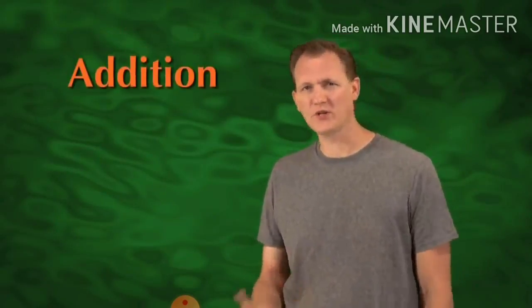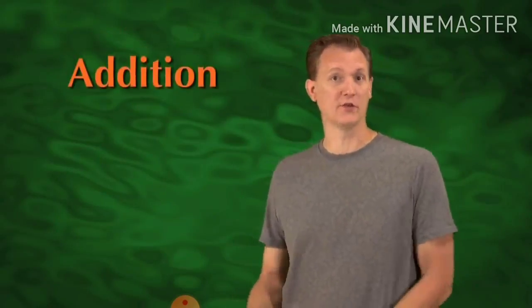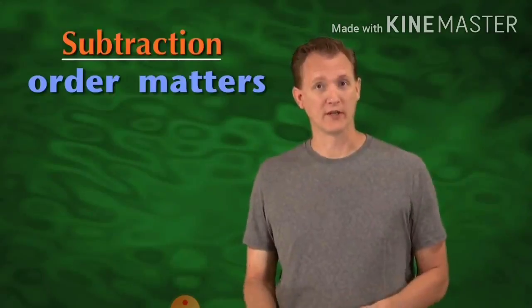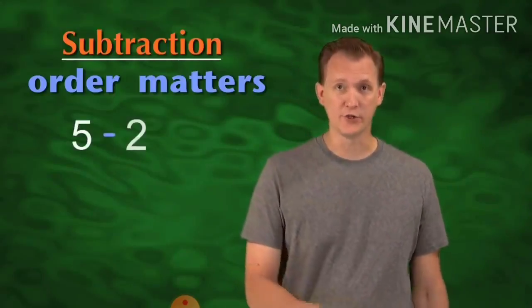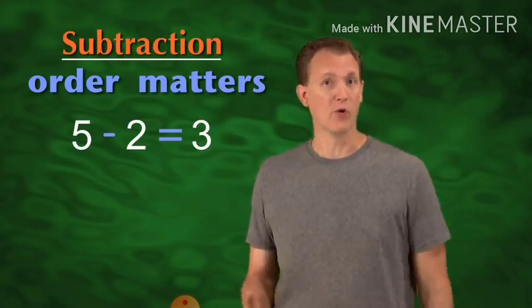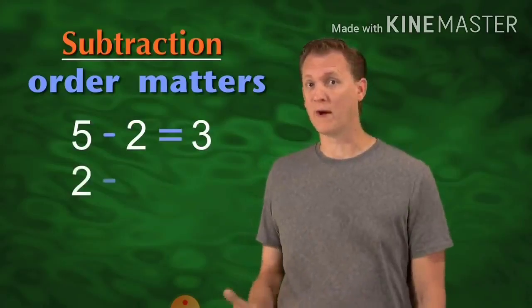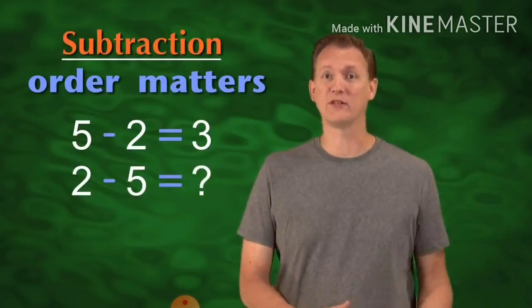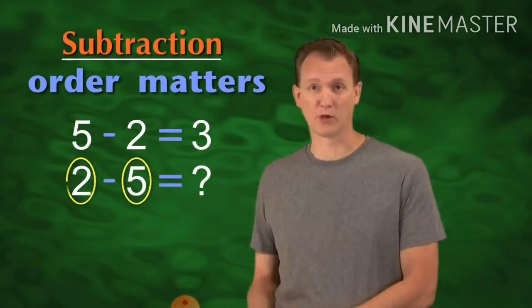With addition, you can switch the order of the numbers you're adding, and you'll still get the same answer. 5 plus 2 equals 7, and 2 plus 5 equals 7. But with subtraction, if you have the problem 5 minus 2, you'll get 3. But you can't switch the problem around. You won't get the same answer if you try to do 2 minus 5 instead. In fact, you'll probably get confused because you'll be trying to subtract a bigger number from a smaller one.